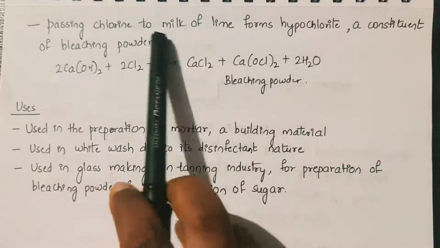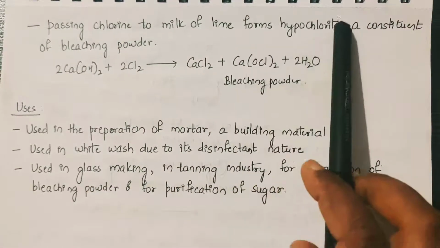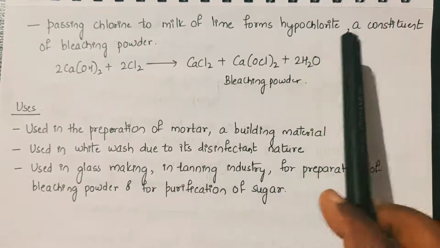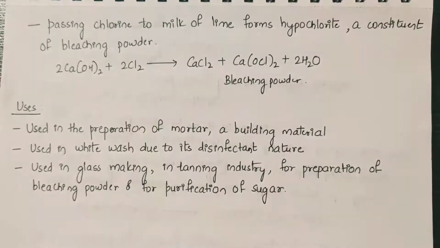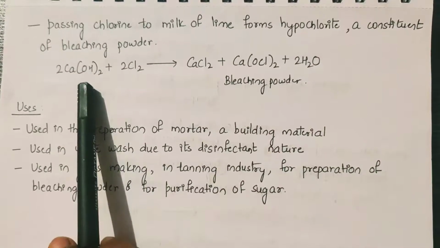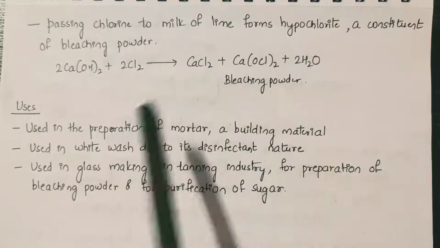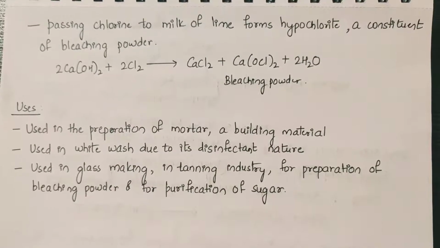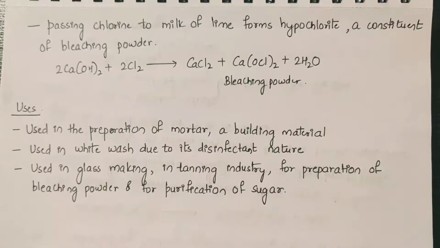Passing chlorine to milk of lime will form hypochlorite. This is a constituent of bleaching powder. So if you are taking chlorine and passing it to milk of lime, you are getting hypochlorite, which is a constituent of bleaching powder. Now let us consider the uses here.